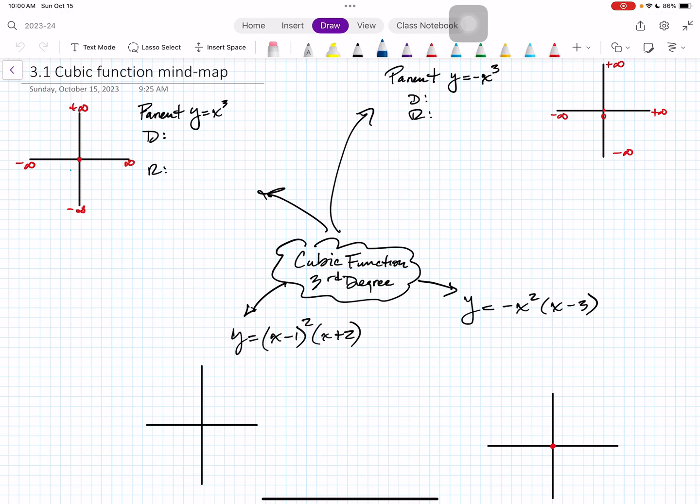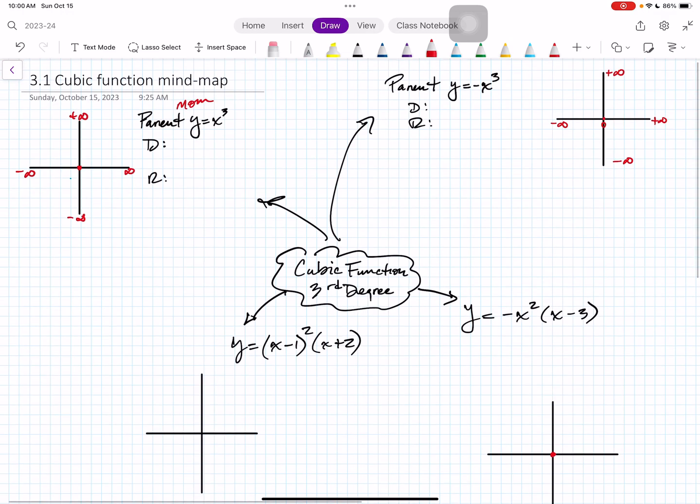All right, we're talking about y equals x cubed on the upper left. We'll just call that mom, I guess. And then we'll take a look at y equals negative x cubed. We'll just refer to him as dad. And we'll also take a look at some offspring here. We're talking about variations of mom and dad here that have been shifted, okay?